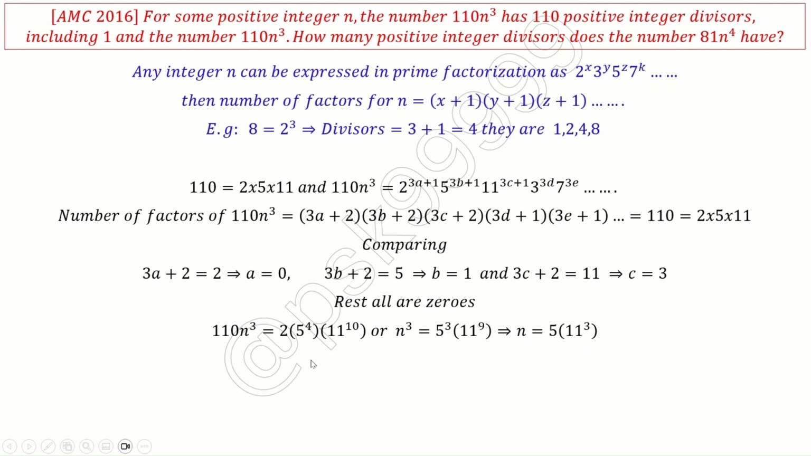All I need is 81 n to the power of 4. 81 n to the power of 4 is 3 to the power of 4 into 5 into 11 cube, whole to the power of 4. That is 3 to the power of 4 into 5 to the power of 4 into 11 to the power of 12. So how many factors will this have?